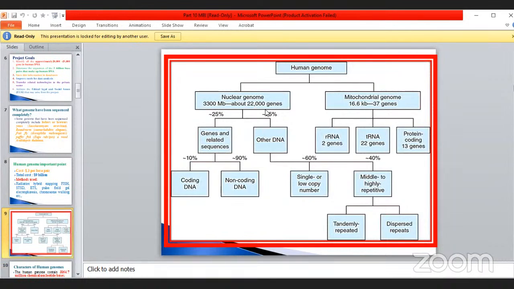Human genome, how is it divided? Nuclear genome and mitochondrial genome. Nuclear genome is divided into two: genes and related sequences, and other DNA, 25% and 75%. Gene sequences are also divided into coding and non-coding, 10 to 90. Other DNA is 60% and 40%: single or low copy, and middle to high repetitive, tandem and dispersed. Mitochondrial genome has 37 genes: rRNA 2 genes, tRNA 22 genes, and protein coding 13 genes. If you add all three, you get 37 genes. That is also very, very important.